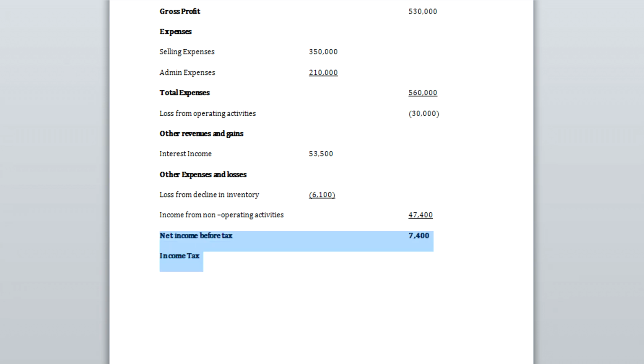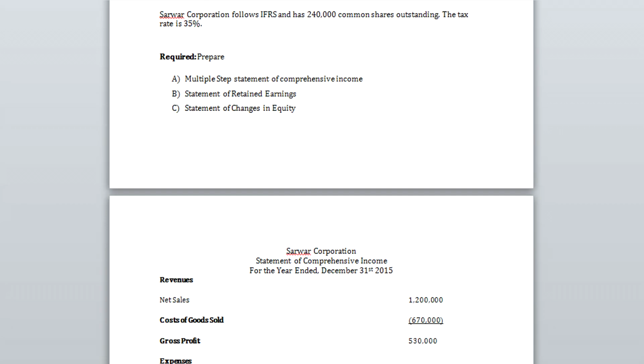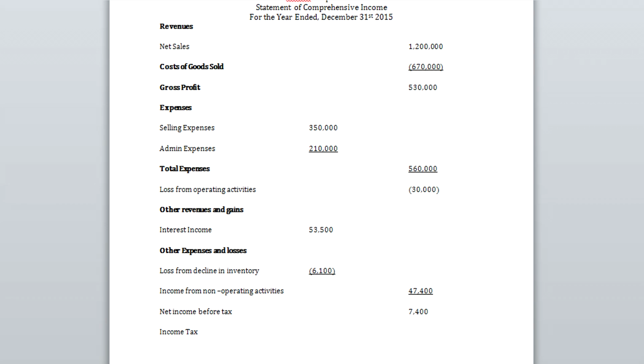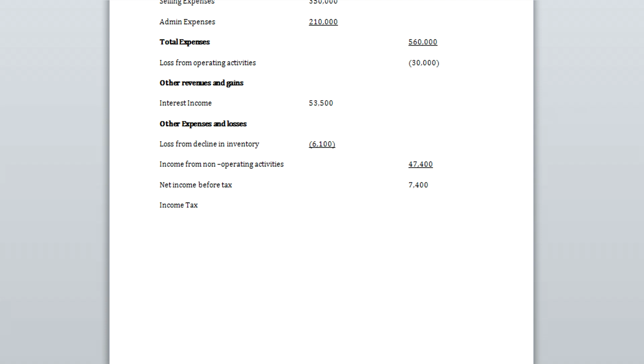Now, of course, we're going to find our income tax. Get rid of that red and that bold again there, because I bolded everything by mistake. Now we're just going to calculate our income tax, as we normally do. Income tax is 35%, as you can see right there. So we take our net income before tax, $7,400, times 35%, giving us our income tax of $2,590. And from here, we can just figure out what our net income is. Pretty straightforward. $7,400 subtracted by $2,590 gives us our net income of $4,810.